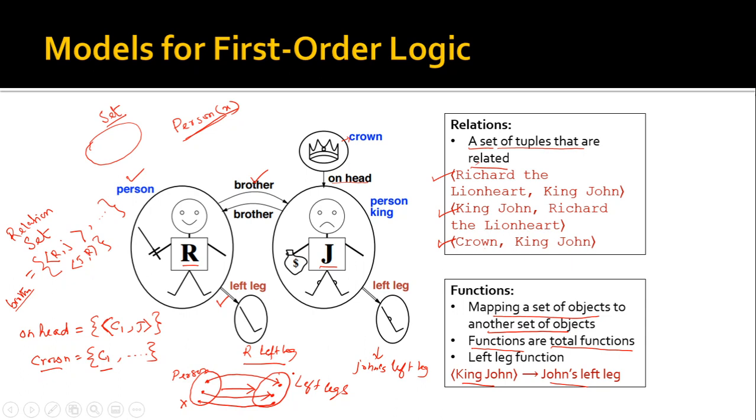So by this logic, you can say that Crown will also have a left leg, because I will not say person, you can think of all the elements in this domain, right? If you assume that to be a set, you have all the objects, right? Now in that logic, the Crown itself will have a left leg, or the left leg, which is also an entity or object in this domain, will also have a left leg. So that's why it's a total function.